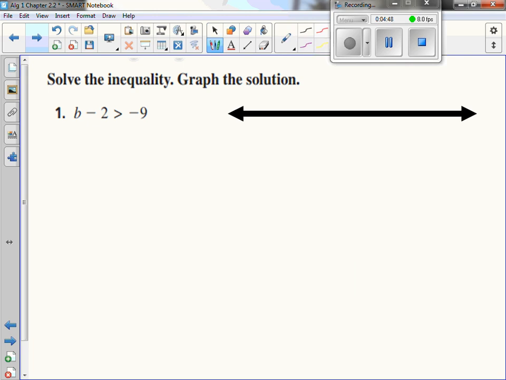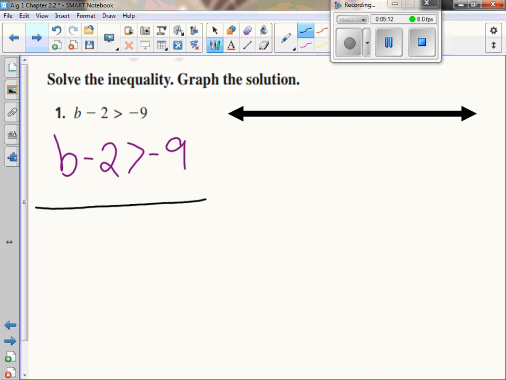So looking at this here, we have b minus 2 is greater than negative 9. So what variable are we getting by itself? We're getting the value of b, yes? And what's with b? Negative 2, because we have b minus 2. We want b by itself. So what can I do to both sides to get b by itself? Since it's minus 2, we would do the opposite of subtraction, which would be addition, and we would add 2 to both sides. Negative 2 plus 2 is 0. They cancel each other out, and I'm left with b.